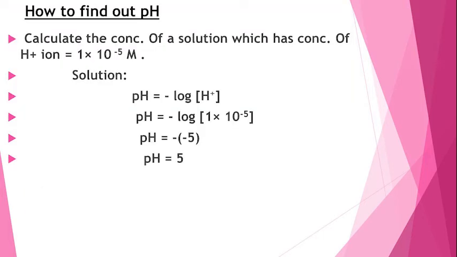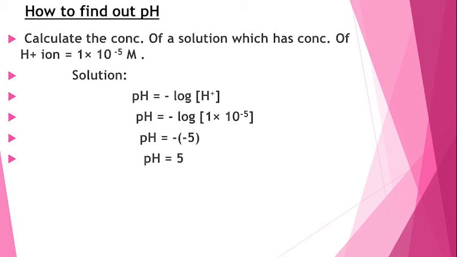Dear students, now we explain how you can find out pH of any solution. If you see the problem here: calculate the pH of a solution which has concentration of H ion equals 1 into 10 raised to power minus 5 molar. It means that if concentration of H ion is known, you can calculate the pH, with the help of which you can recognize the solution strength. The given formula is pH equals negative log of concentration of H ion.